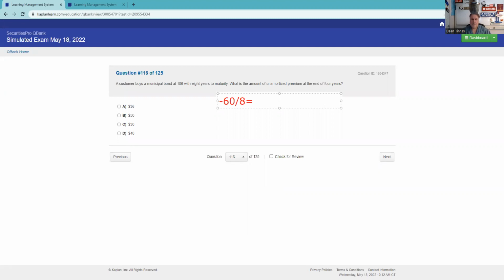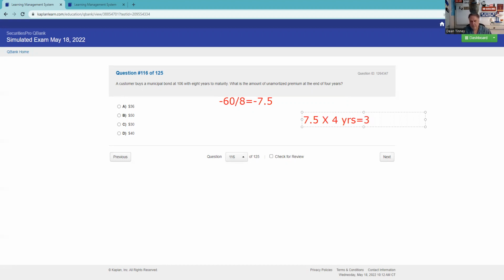So first thing I'm going to do is take my calculator. I'm going to take 60, divide by 8, and I find out I should be writing down my cost base by 7.5 each year. I got that by taking the 106, in bond speak that's 1,060. It says I've had the bond for 4 years, so I'm going to times that by 4 years, and when I do that, I get 30.